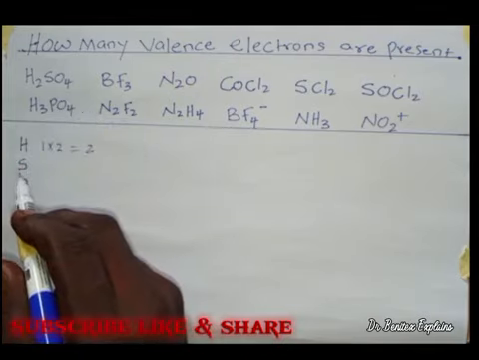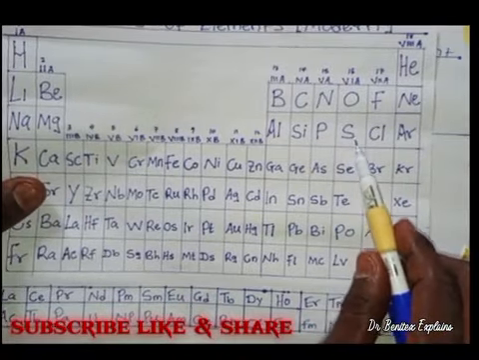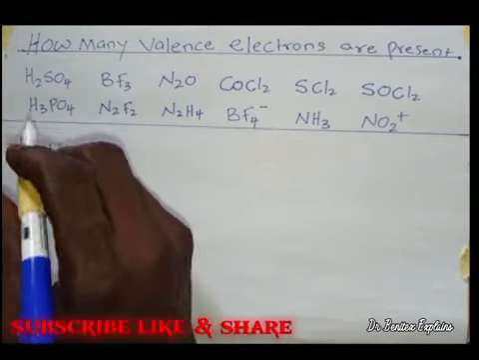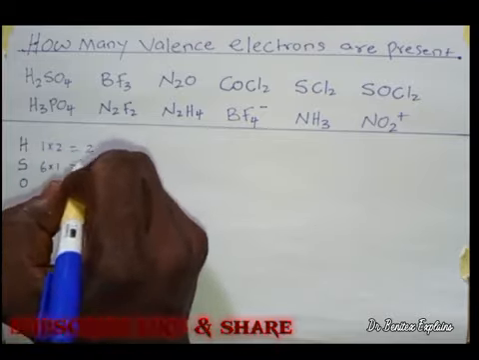Now, sulfur is in group 6. As you can see here, sulfur is in group 6. It has 6 valence electrons. So I will say, how many sulfur atoms are here? 1. So I will say 6 times 1 is equal to 6.